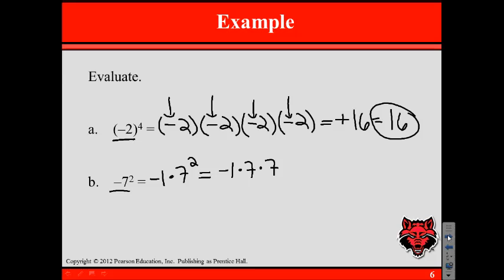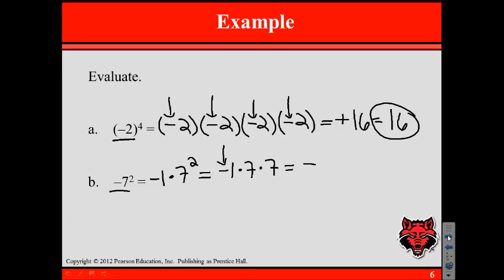Again, we can either multiply from left to right to determine the end sign, or we can count the number of negatives. In this example, we have one negative sign. 1 is an odd number. An odd number of negatives will give you a negative product.